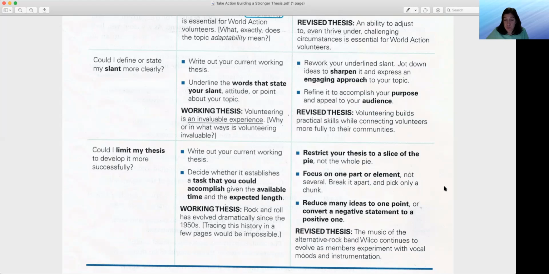This is much more limited than just saying rock and roll, or even just saying alternative rock. Now we're just talking about one alternative rock band. And not even that, we're talking about their experimentation with vocal moods and instrumentation. So this is nice and specific.